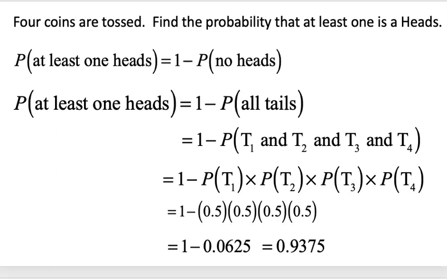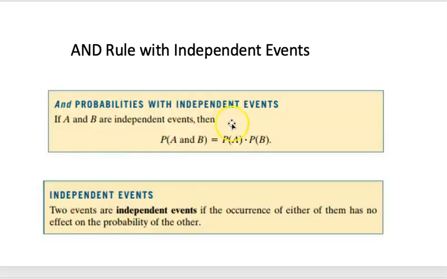So let's remind ourselves of our basic concepts here. What did we look at? We had some rules. Our first notion was what? Independent events. If A and B are independent events, the probability of A and B is the probability of A times the probability of B. What does it mean for events to be independent? Two events are independent if the occurrence of either of them has no effect on the probability of the other. It doesn't change the likelihood of the other event happening. Rolling a die and flipping a coin were our best example of that.